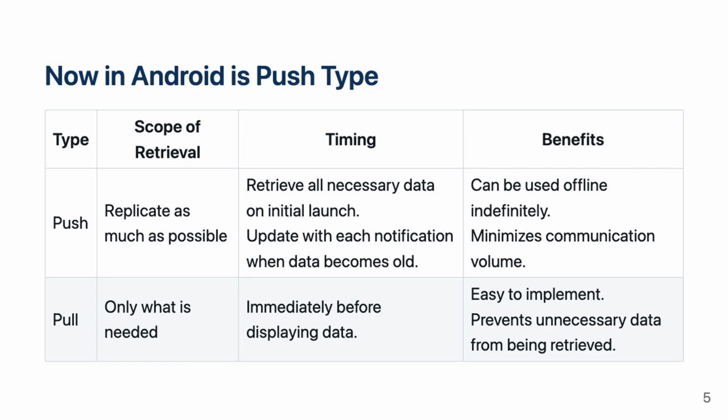The other method, pull, involves fetching only the necessary data just before it is displayed. The advantage of this method is that it is easy to implement and avoids retrieving data that is not needed. These methods can also be used in a hybrid combination. Choosing the appropriate method depending on the app being developed is important.